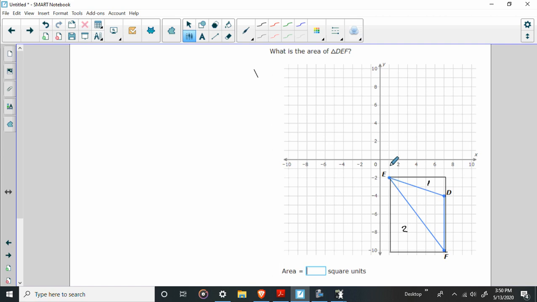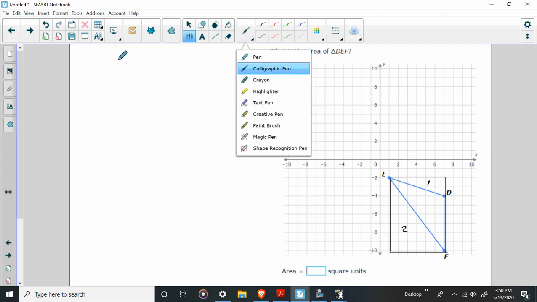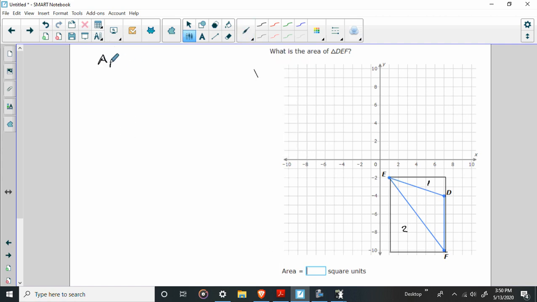So the first thing we're going to do is find the area of this rectangle. So this is 1, 2, 3, 4, 5, 6. 1, 2, 3, 4, 5, 6, 7, 8. So the area of the rectangle is equal to 6 times 8, which is 48.